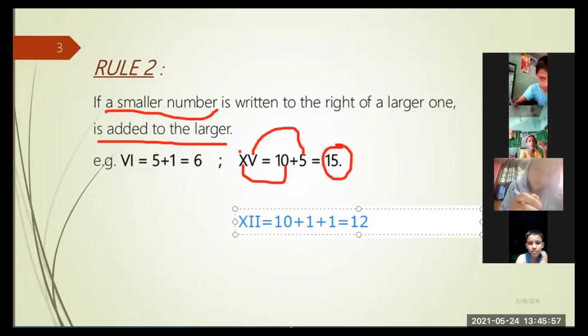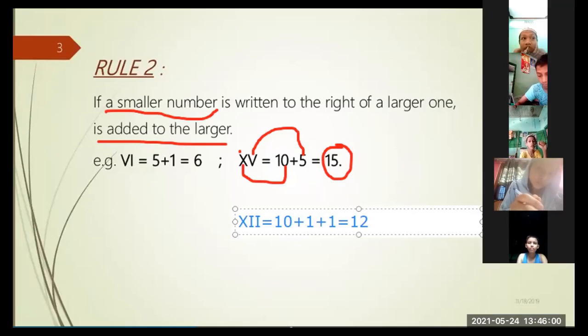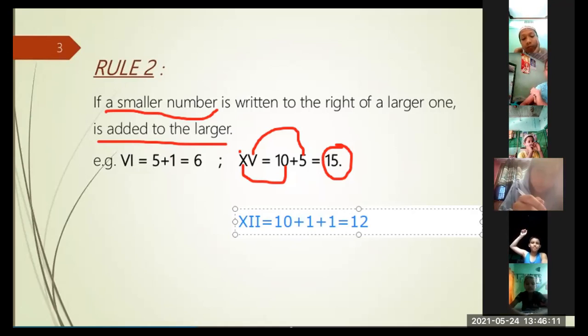Okay, one more example we'll see, and I'll ask Rehan Ahmed. Rehan Ahmed, are you there? Raise your hand. Okay, very good. Have you understood? Raise your hand if you have understood. Okay, very good. Let me show you one more example.